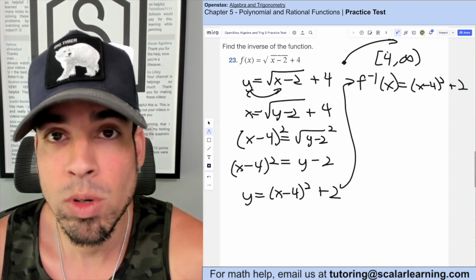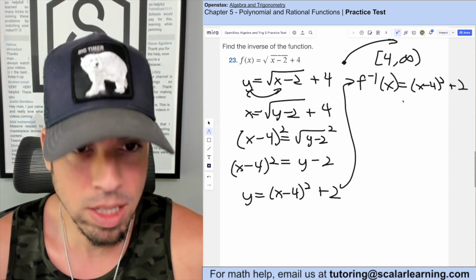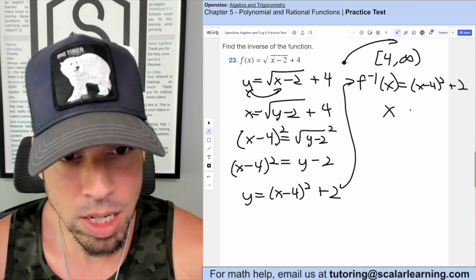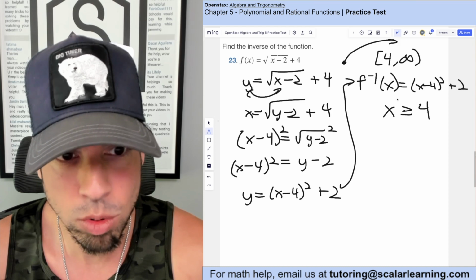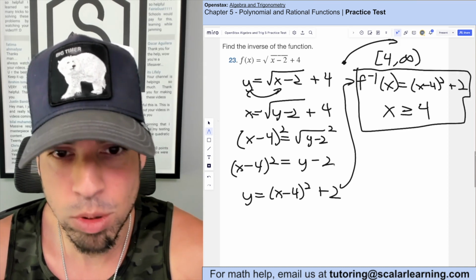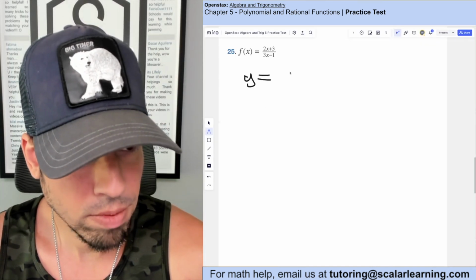Well, I'm going to use that same range as our domain for the inverse, right? The x's and the y's are flipped. So the domain that I'm going to impose is x is greater than or equal to 4. So here's the inverse with that domain restriction. Boom, done. So for this one, we're going to start by swapping the f of x with y.